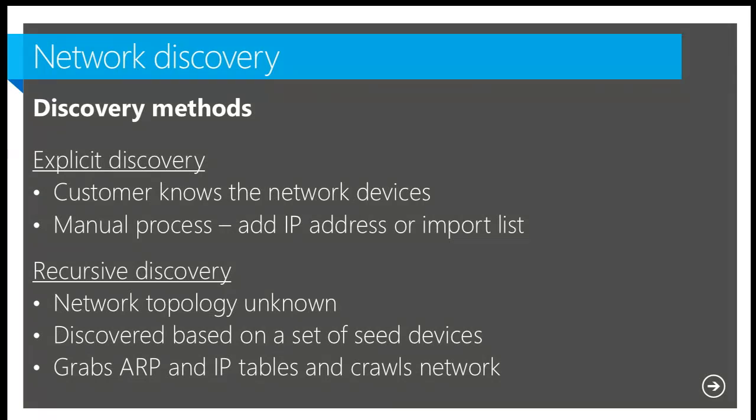But we can also do recursive discovery. It might be that your network topology is unknown. We do need to know a few seed devices. So maybe your backend switch or a backbone switch, you know about that type of device, how to access it, and from there we'll actually start grabbing the ARP and IP tables and go out to the next switch and the next switch and the next device and start querying them, making sure we find the network topology and start plotting your topology.